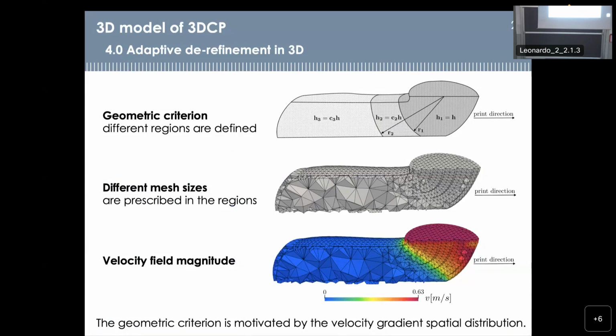But this geometric criterion is not arbitrary, it's strictly linked to the velocity field gradient. In fact, you see that where we have a strong gradient in the solution, we want to use a finer mesh, while when the gradient is low, so the solution is almost constant, we can accept a much coarser mesh.